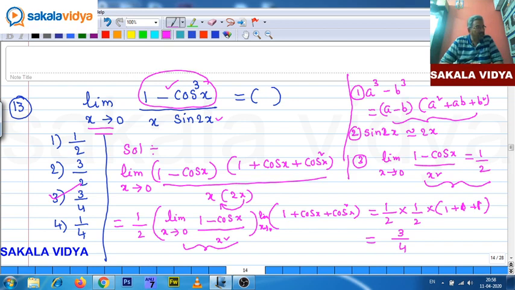Why should we not apply L'Hospital's rule? Why, you can apply L'Hospital's rule, no problem. You can apply, you will get it.